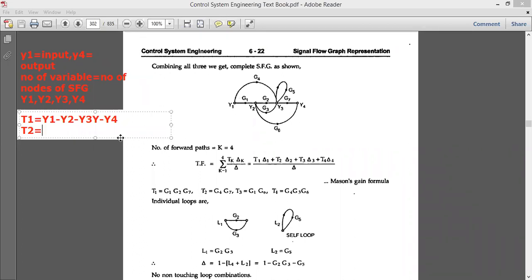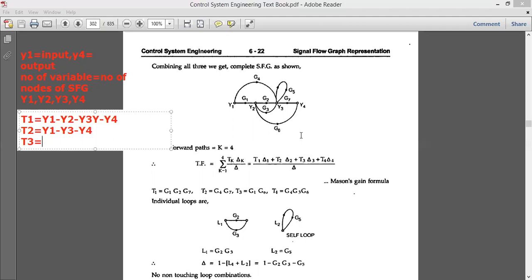So I will write it as y1, go to point number y3, and then end at y4. Then we may have more than two also. So here we have one more forward path.